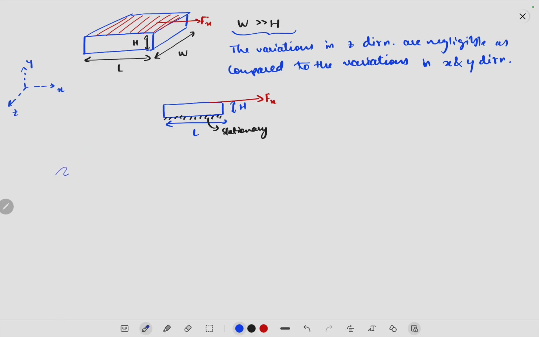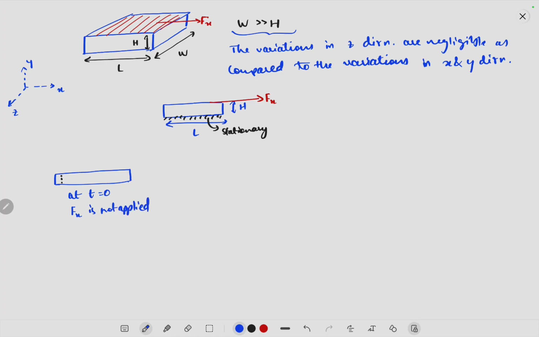So let's say at t equal to 0, when the force is not applied, this is my surface, and I am marking points on the surface to understand how those points would change when the force Fx is applied. Let's say there are these 3 points on the surface that I have marked before the application of Fx. So this is at t equal to 0 and Fx is not applied.